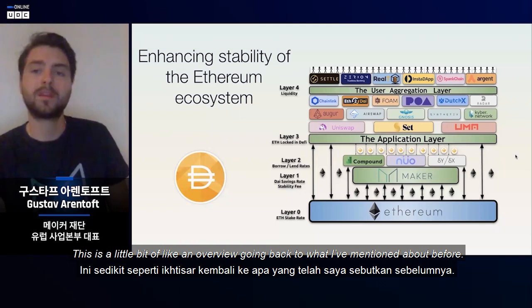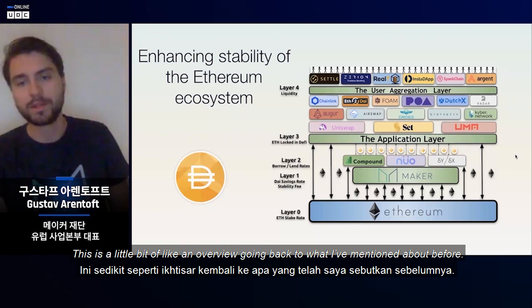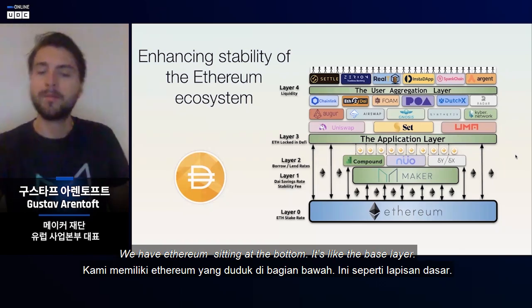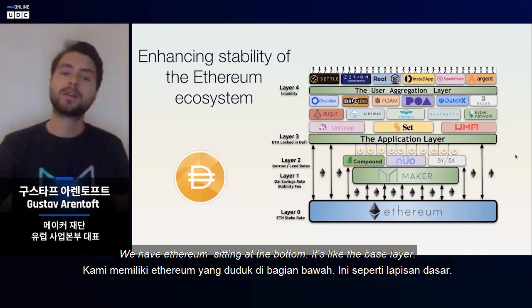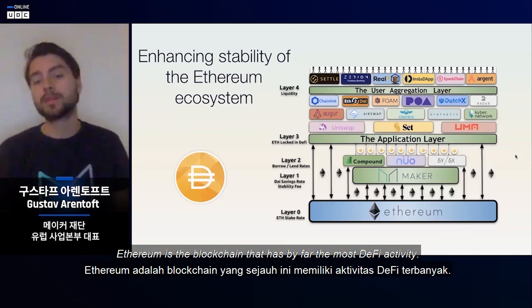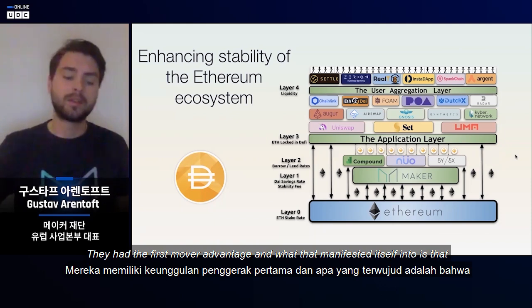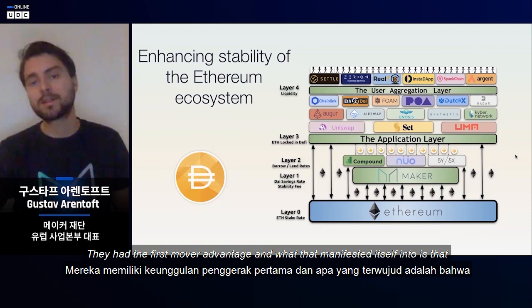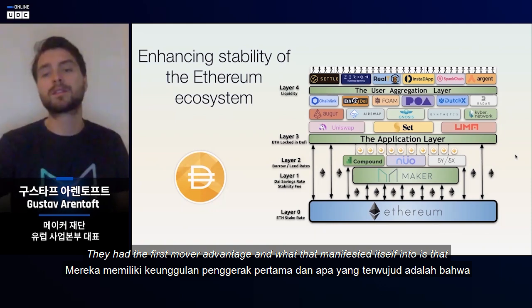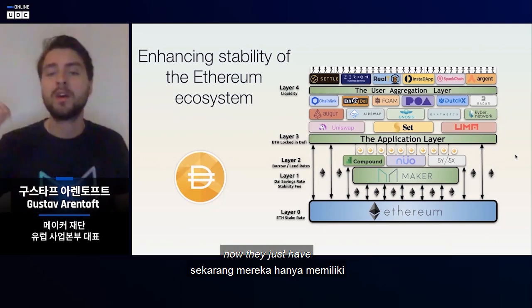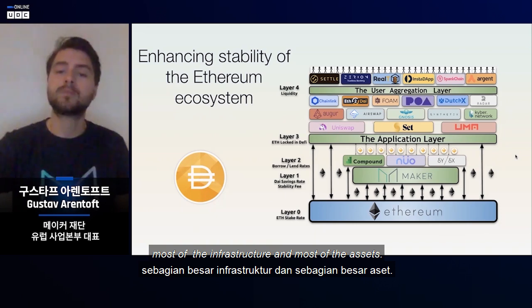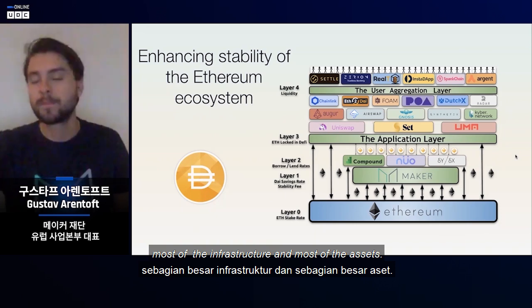And this is a little bit of an overview, going back to what I mentioned before. We have Ethereum sitting at the bottom as the base layer. Ethereum is the blockchain that has by far the most DeFi activity. I think they had the first mover advantage, and what that manifested itself into is that now they just have most of the applications, most of the infrastructure, most of the assets.